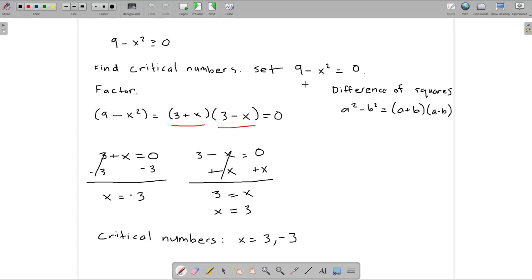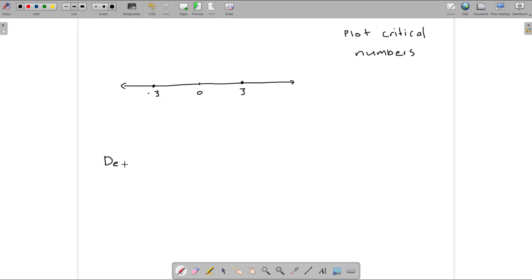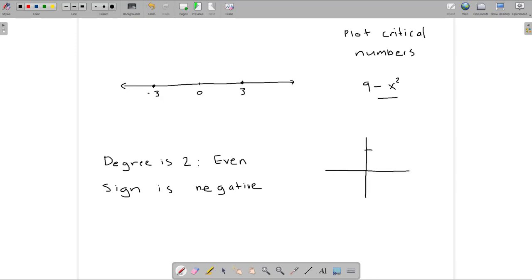Now, a few lectures ago, we talked about determining what a graph looks like based on its degree and its sign. So let me refresh your memory on that. Our degree here is 2, right? Because my equation is 9 minus x squared. So the degree is 2. It's even. And then the sign on the leading coefficient is negative, right? So hopefully you have it in your notes somewhere, but that means that my graph looks something like this, right?